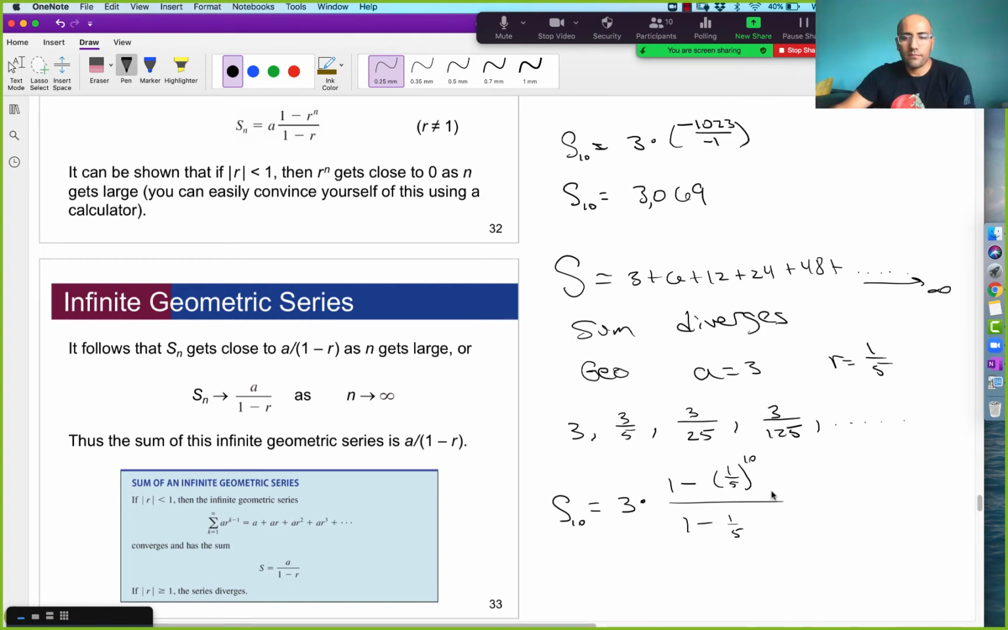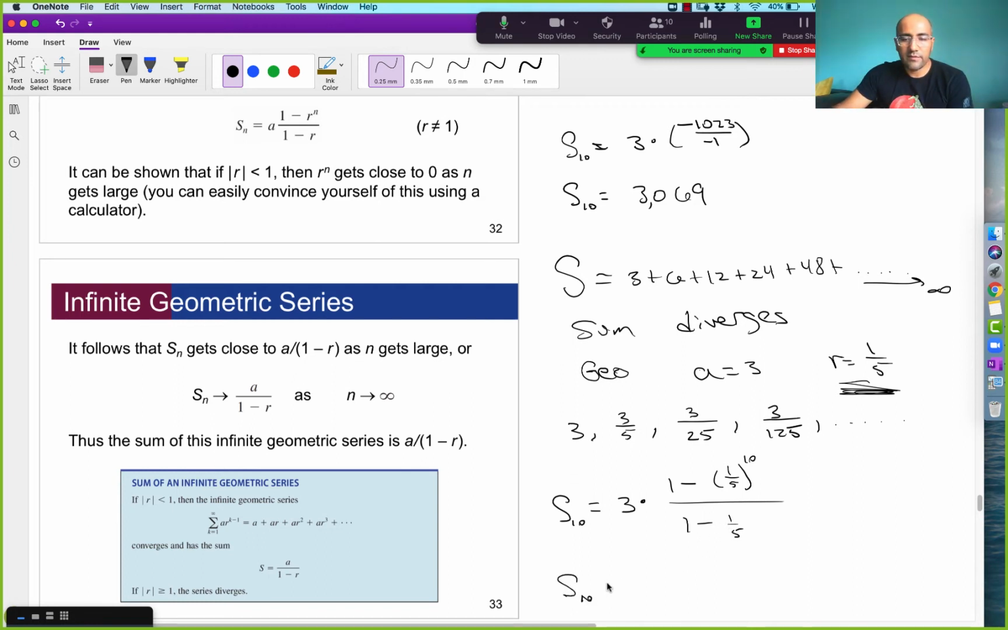Good. Notice that in this case, r is between 0 and 1, and a couple of things happen. This is going to be a very, very small number, right? 1/5 to the power of 10 is a very small decimal. 1 minus that is going to be a positive answer, and 1 minus 1/5 is going to be a positive answer. So in the previous case, we ended up with a negative over a negative. Here we'll end up with a positive over a positive. But this will give us the answer we want. So let's just plug it into our calculator.